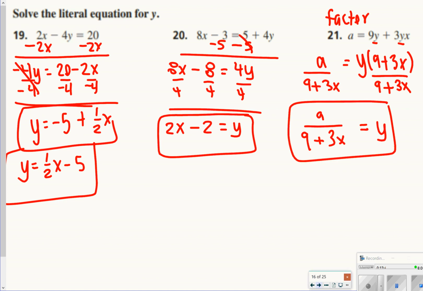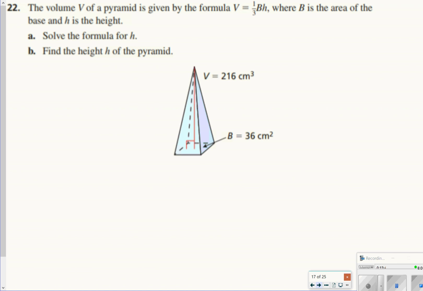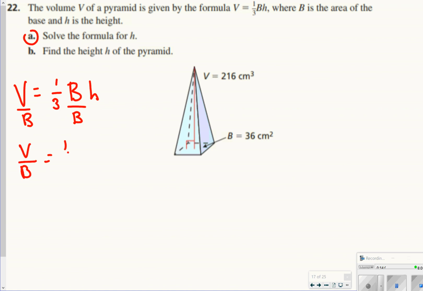Okay. Going on to number 22, we're solving for h. So I'm going to start with the letter A. We have volume is equal to 1/3 BH. Okay, first thing I'm going to do is get rid of B. So I'm going to have V over B is equal to 1/3 H. Okay. Next thing I'm going to do is multiply by 3 over 1 to get rid of that fraction. So H is equal to 3V over B for number 22.